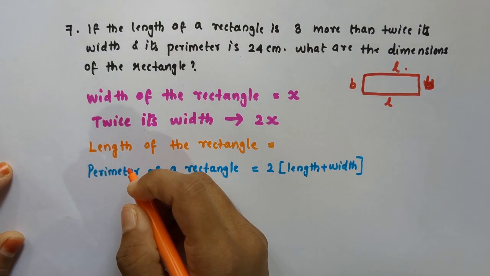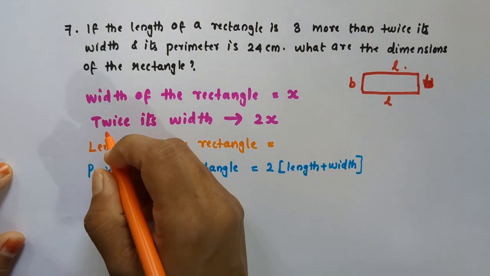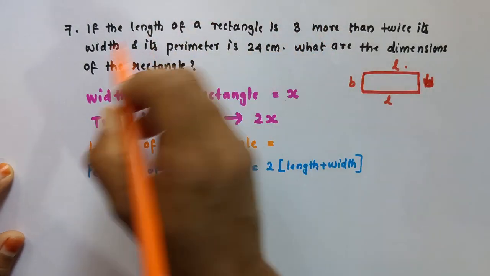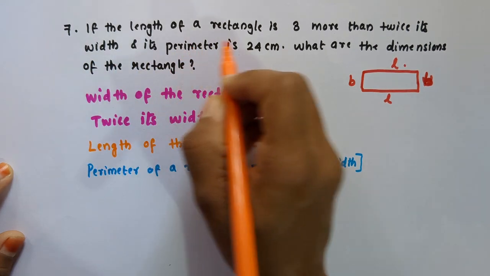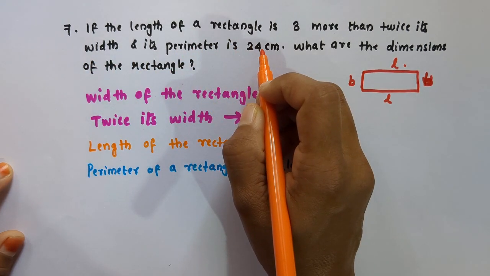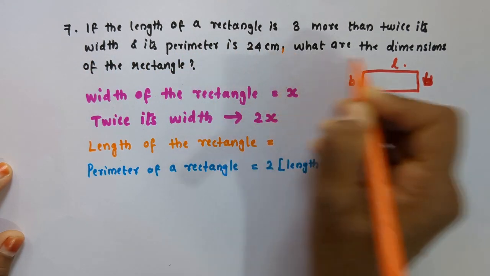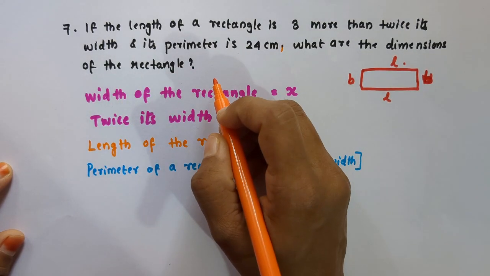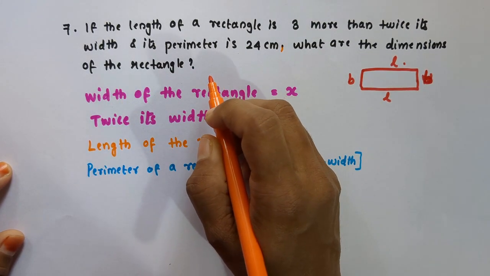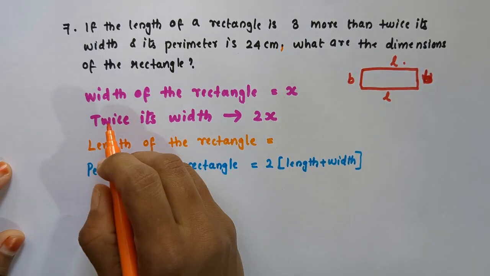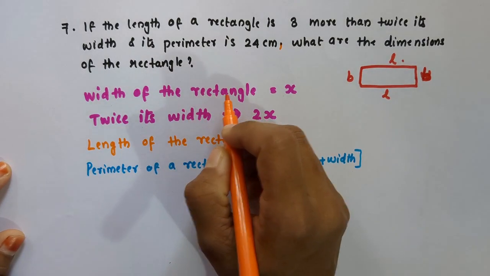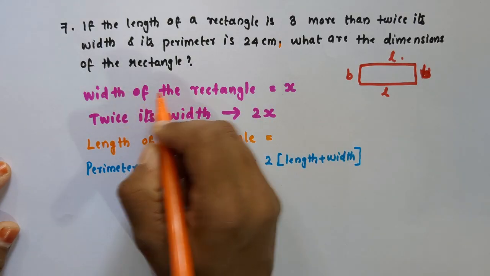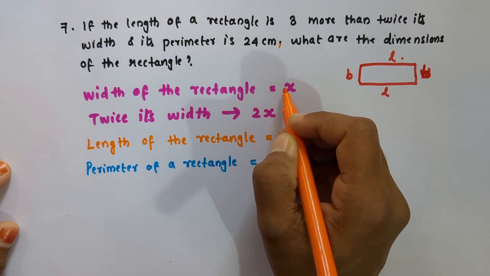Now the last question of this exercise, which is the 7th question, is: if the length of a rectangle is 3 more than twice its width and its perimeter is 24 centimeter, then what are the dimensions of the rectangle? Dimensions of the rectangle means we want to find out the length and width of this rectangle. So let the width of the rectangle be x. We have taken the width of the rectangle as x.